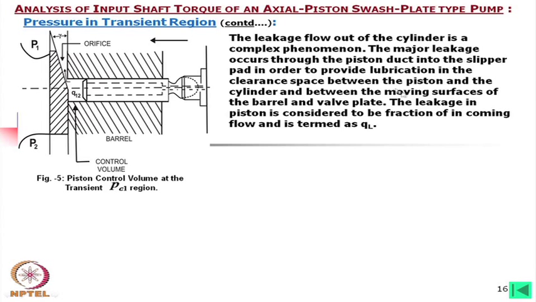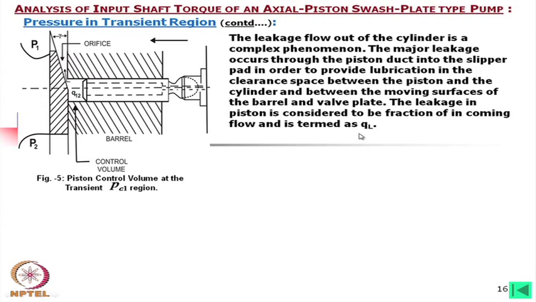Here, what is mentioned is that the actual leakage takes place like this: oil comes over here through this orifice, and the major leakage occurs at this slipper pad, but this is required to lubricate between this slipper pad and this swash plate. However, there is also a leakage through this path, and there might be some other, say through this region. Now, this quantity is given by QL.